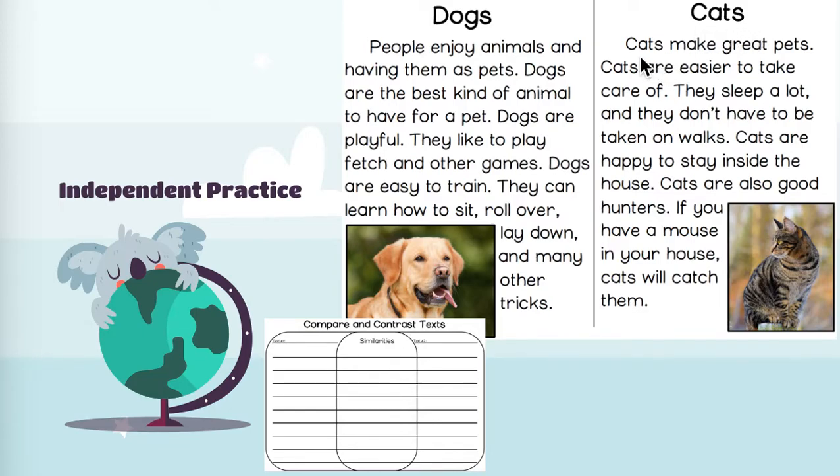Cats. Cats make great pets. Cats are easier to take care of. They sleep a lot, and they don't have to be taken on walks. Cats are happy to stay inside the house. Cats are also good hunters. If you have a mouse in your house, cats will catch them.